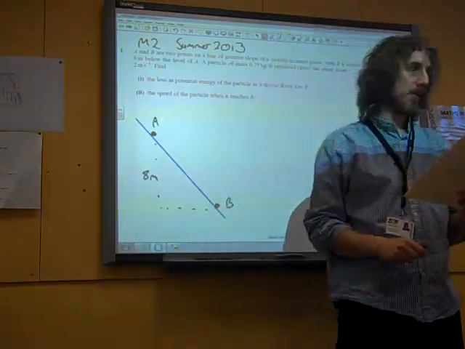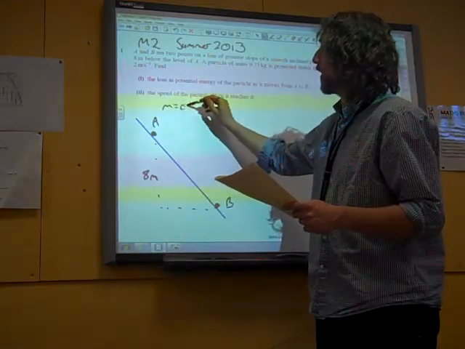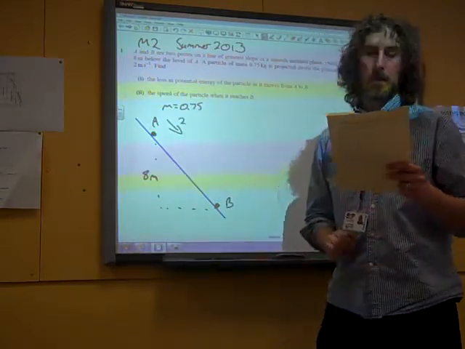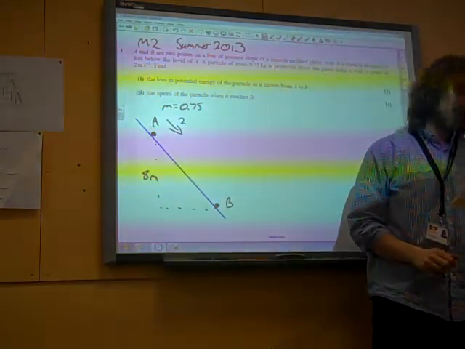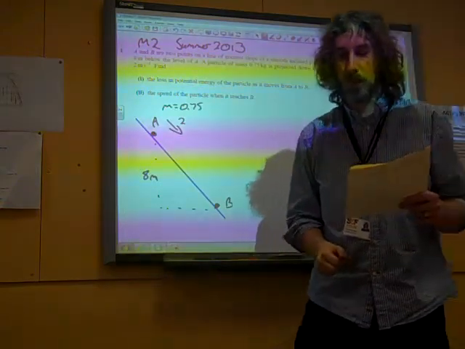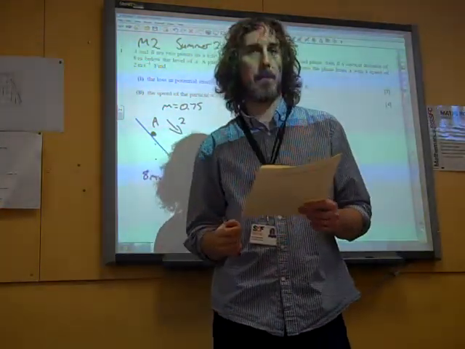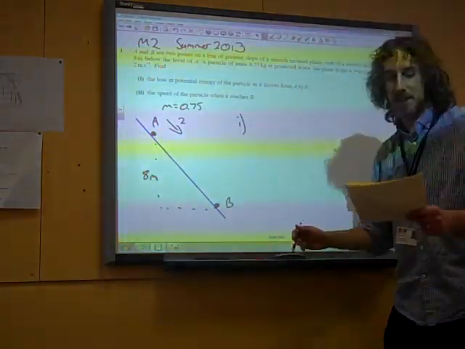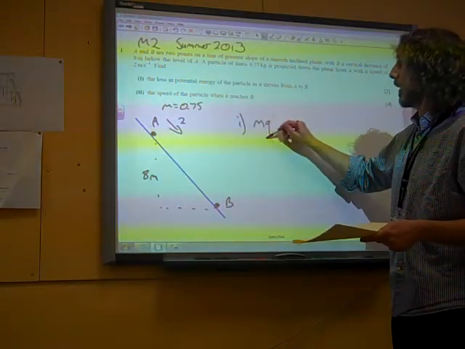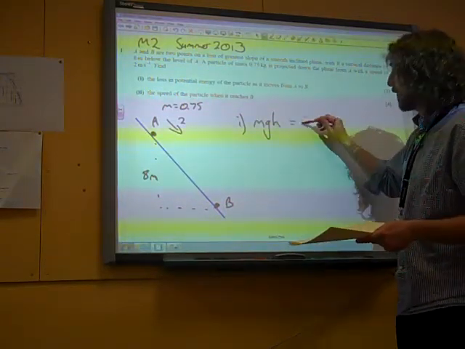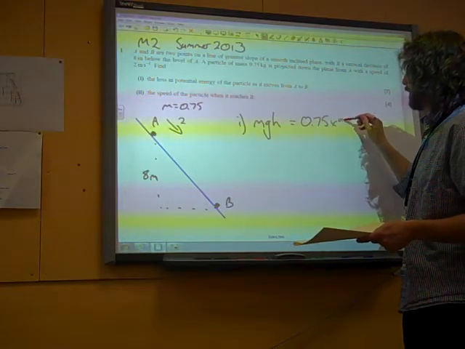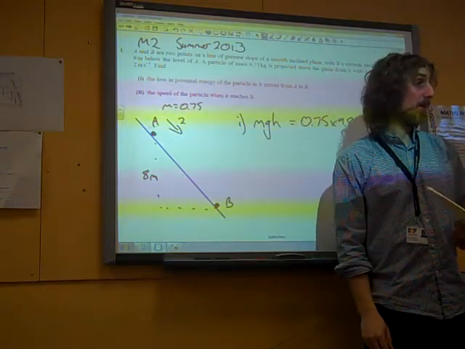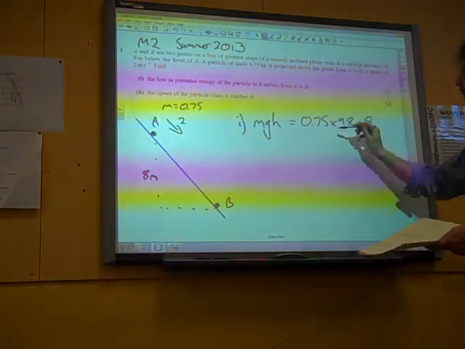A particle of mass 0.75 kilograms is projected down the plane with a speed of 2 metres per second. Find the loss in potential energy of the particle as it moves from A to B. We remember gravitational potential energy is mgh. So that is the mass times 9.8 multiplied by the vertical height that it's lost, which is 8 metres. We were given that in the question.